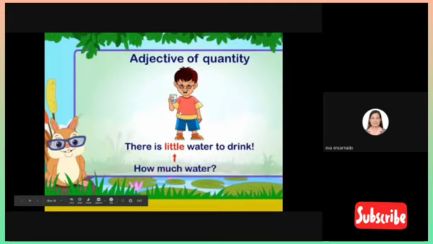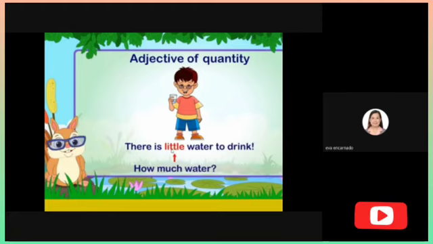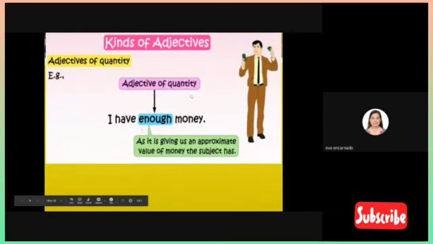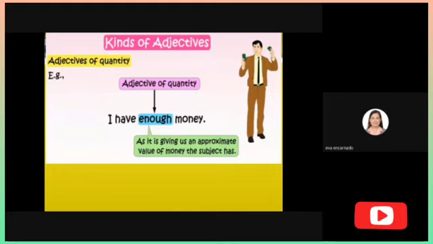Okay, example, adjective of quantity. There is a little water to drink. Okay? The red color is your adjective. Okay, it answers the question how much water. Kasi ang quantity, di ba, it answers the questions how much. O how much water? Your answer is little water. So that is your adjective. Next, another example. I have enough money. So enough is your adjective of quantity. Because, why teacher? Because it doesn't give you the exact amount of something.